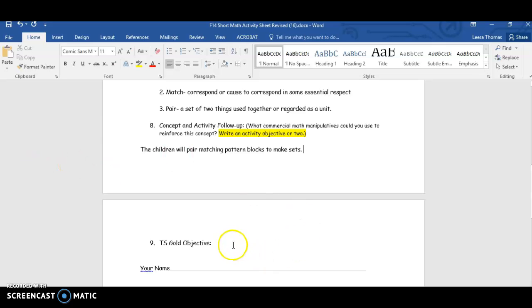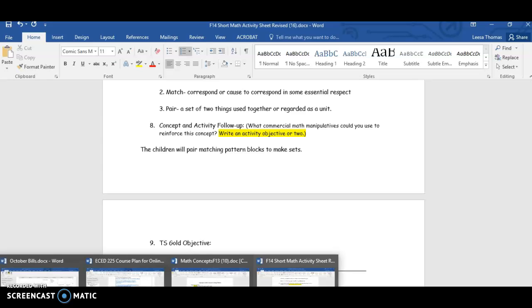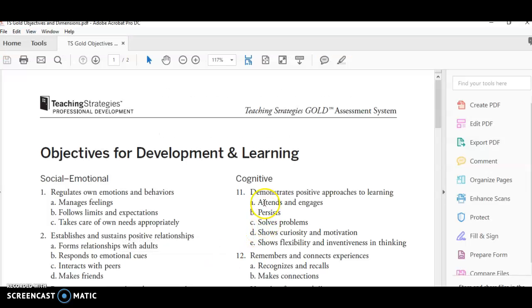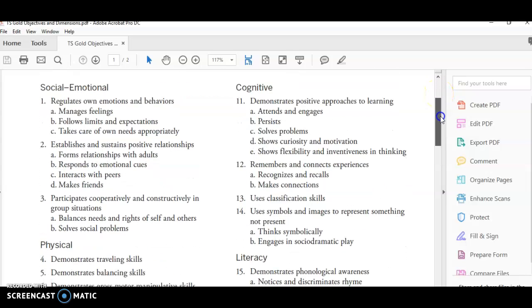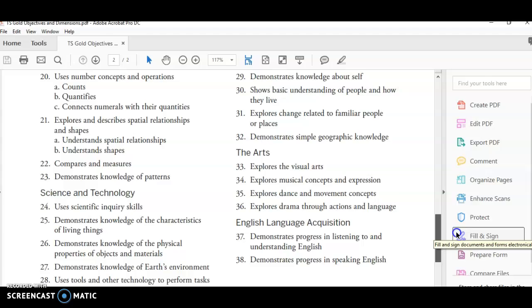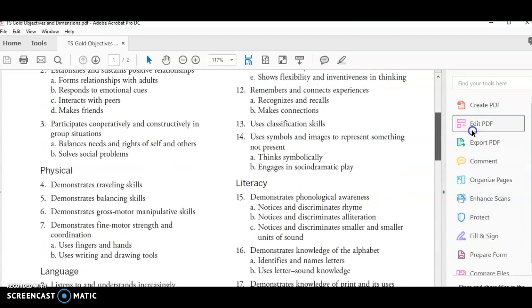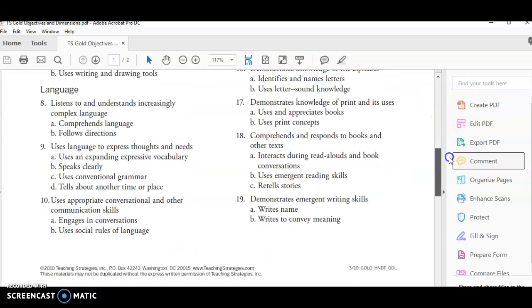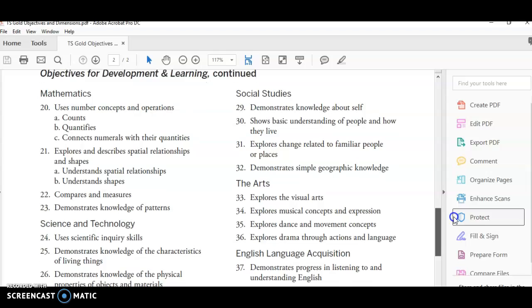And then you're going to tell me the TS Gold objective that aligns with your activity. So I actually have this document for you in the module as well, and it's the objectives for development and learning. Now listen, y'all, there's a lot, right? There's social emotional, physical, cognitive, literacy, language, math, social studies, science, and the arts. You're going to mostly focus on cognitive and math. I'm asking you for this first time to just select from math.